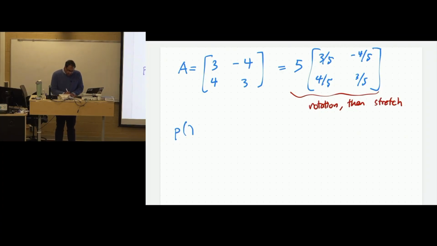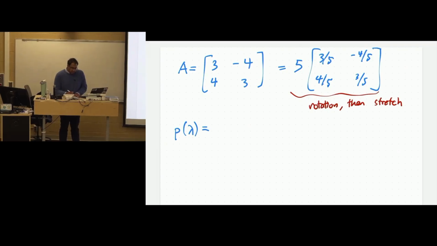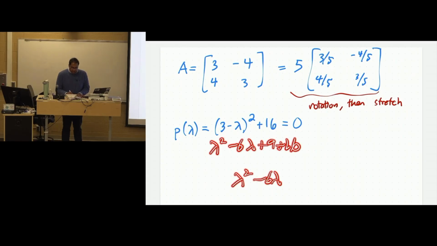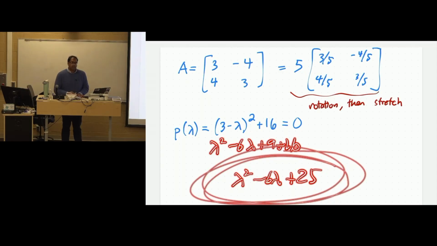And if you compute the characteristic polynomial, what do you end up getting? You get (3 minus lambda) squared plus 16. You agree with that? Okay. But could that be 0? Well, if you expand this out into lambda squared minus 6 lambda plus 9 plus 16, maybe you'd sit around trying to factor this. Though, of course, it can't be factored.